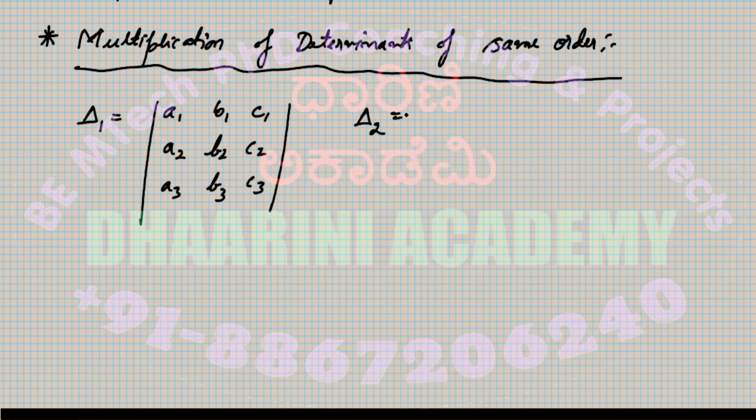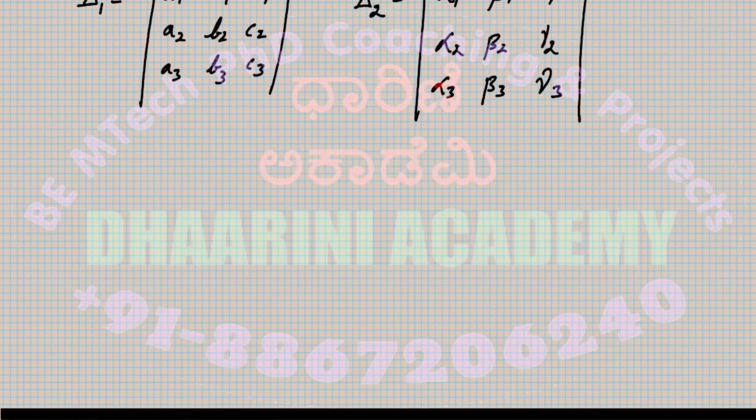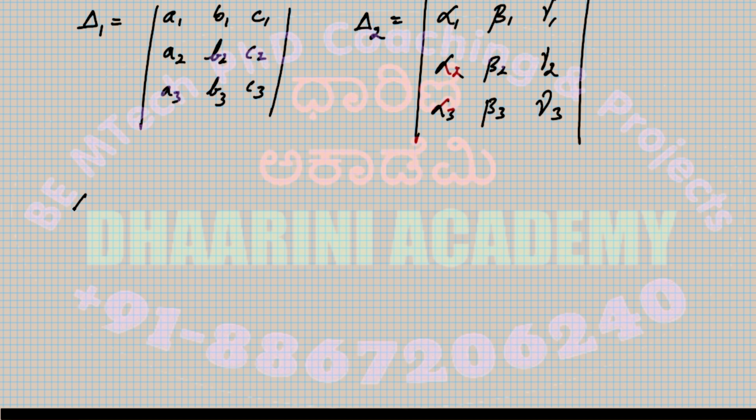So delta 2 is the second determinant, denoted by alpha 1, beta 1, gamma 1, alpha 2, beta 2, gamma 2, alpha 3, beta 3, gamma 3. These are the two determinants which we want to multiply. So the multiplication happens in this way. If I want to calculate delta, which is equal to delta 1 into delta 2, without simplifying both the determinants, we can perform the multiplication.